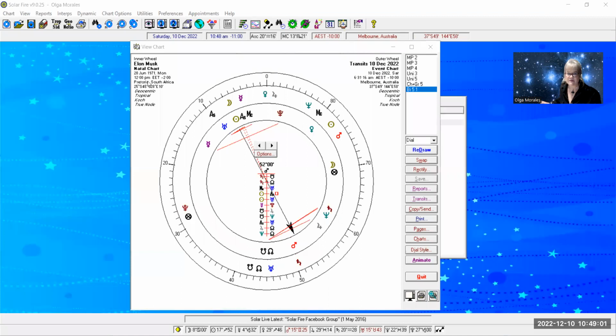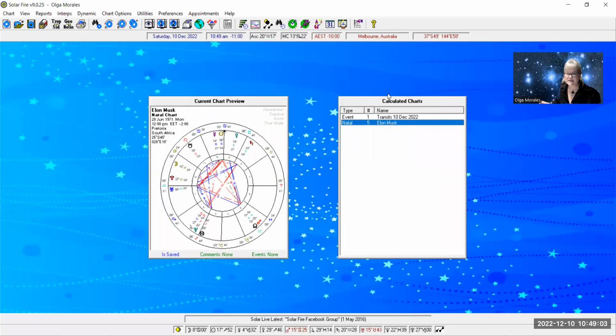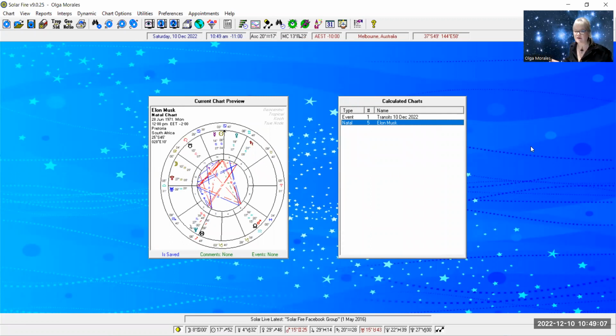So what I thought I'd do is quickly share my screen. I'm getting better at this. I think I have to click on all the ones that I want to share to make sure they all come up. So let me just minimize that. I was thinking we'd look at Elon Musk's chart because he's always in the news, as we know, because of Twitter and what's happening over there.